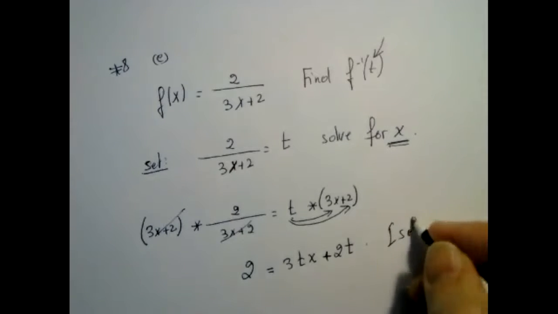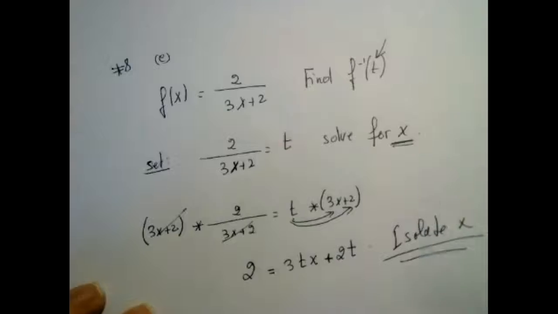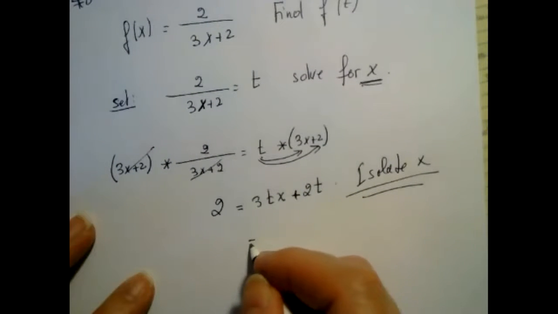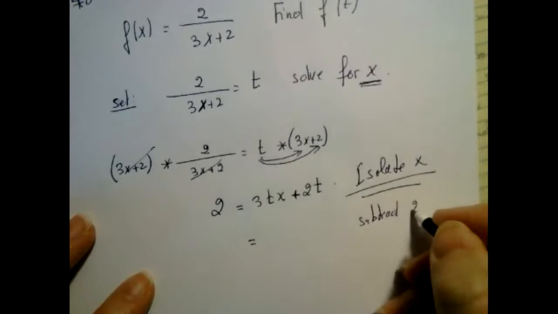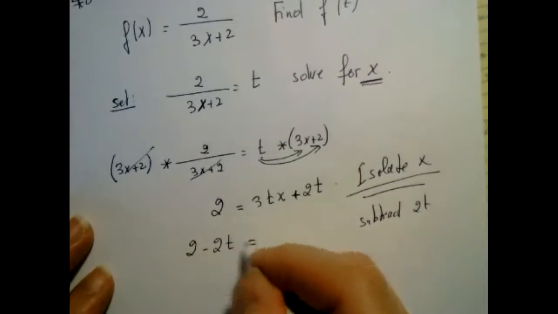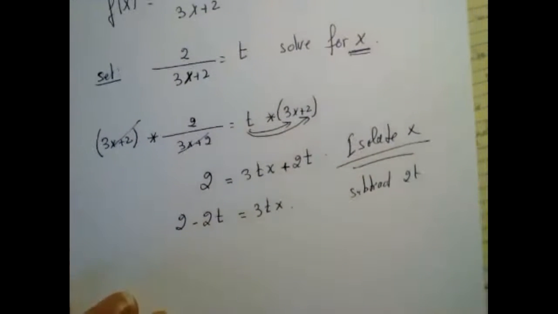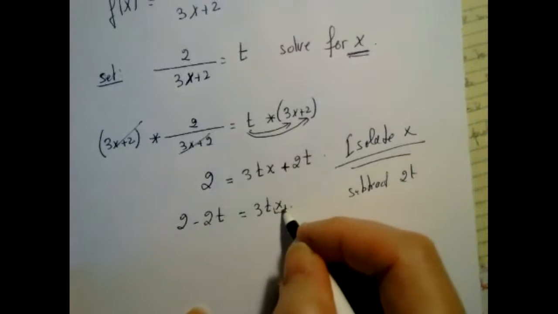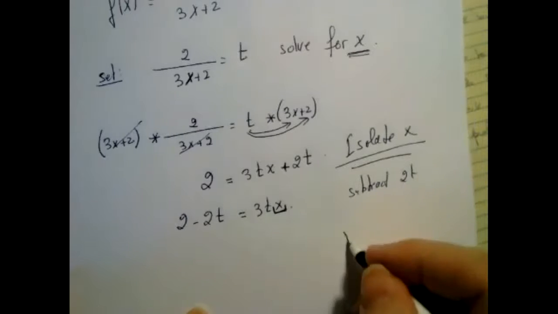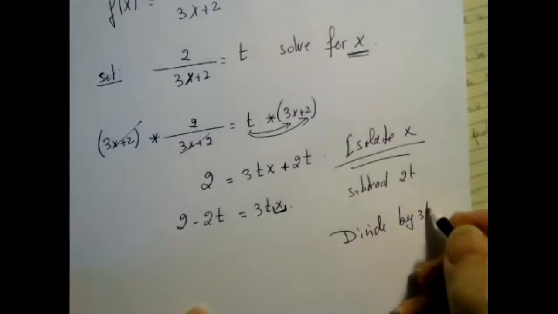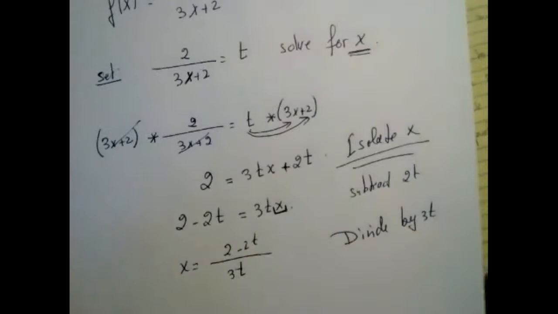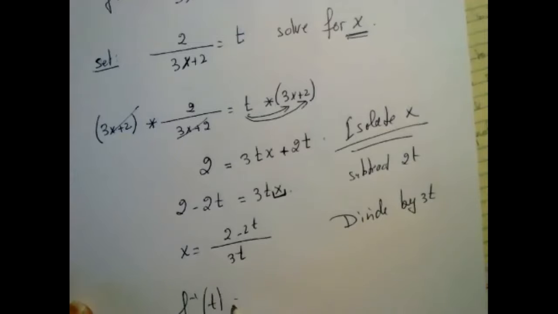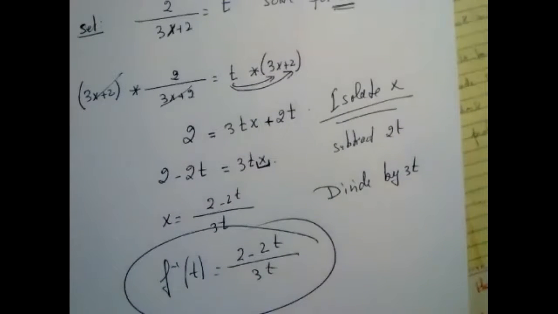Okay, my goal is to solve for x. So we need to isolate x. At this stage, it should not be hard to isolate x. How should I isolate x? Minus the 2t. Exactly. Subtract 2t. I will have 2 minus 2t equal 3t times x. And then what should I do? Remember, I'm after the x. Divide by 3t. That will get x equal (2 minus 2t) divided by 3t. So the formula would be f inverse of t equals (2 minus 2t) over 3t. Okay?